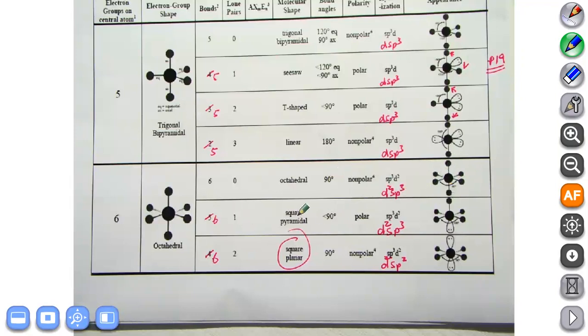6, 1 is called square pyramidal. So let's say this here is the lone pair. And now you have a square-based pyramid, with that being the apex. The bond angle, however, will be less than 90 because of the lone pair below exerting repulsion force onto the remaining bond angles. If you have 6, 2, it's called square planar, and that's obvious.